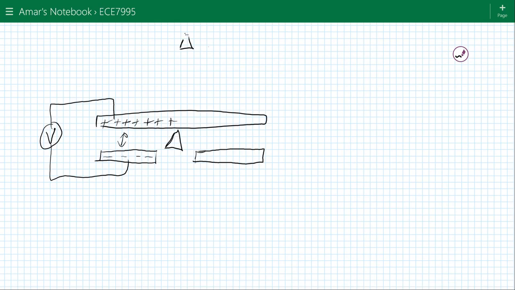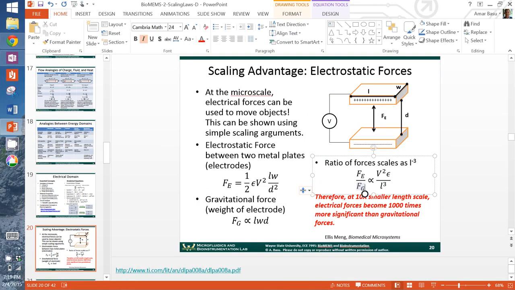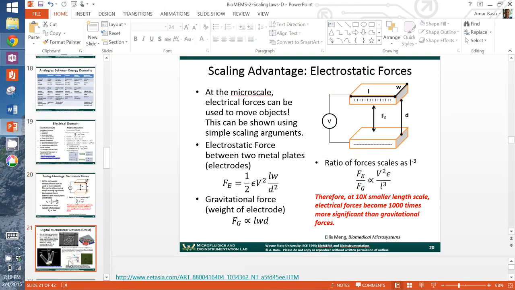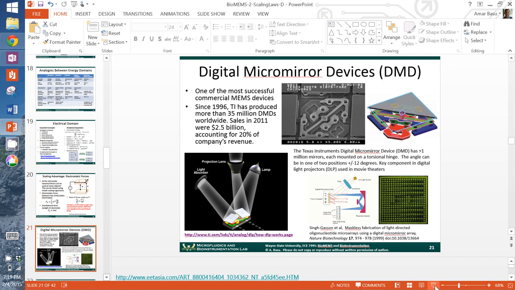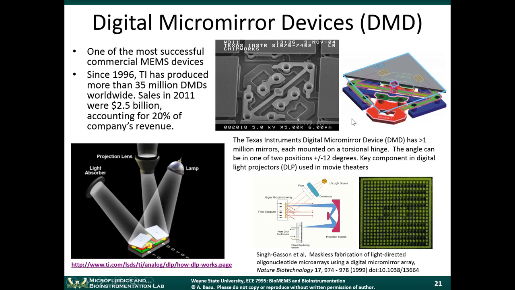This is taking advantage of the scaling, because electrostatic forces are very reliable force actuators, and they're very quick. Whenever you apply the voltage, the thing will move within tens of milliseconds, or even less, I think. So they're taking advantage of the scaling, and this is one of the most successful MEMS devices on the market. You can see that the sales in 2011 were $2.5 billion, 20% of Texas Instruments' revenue.